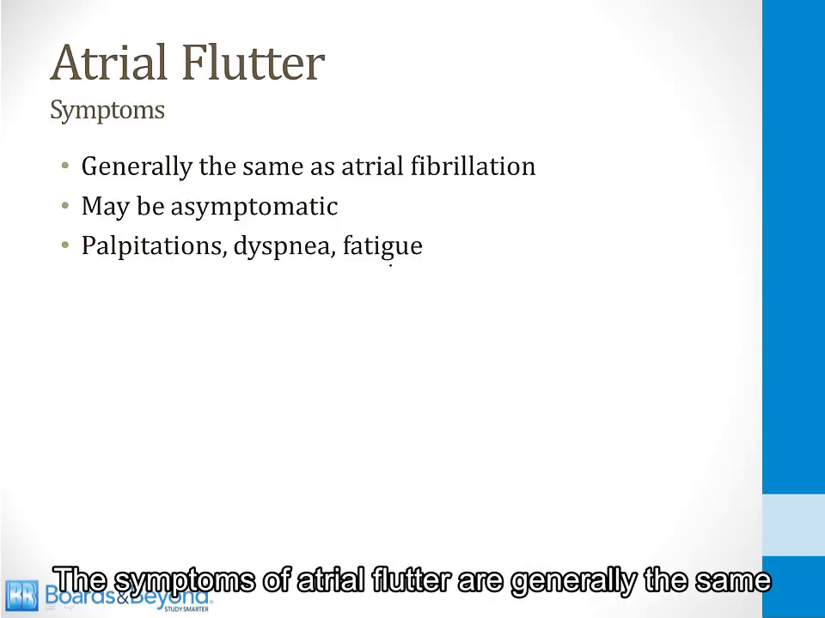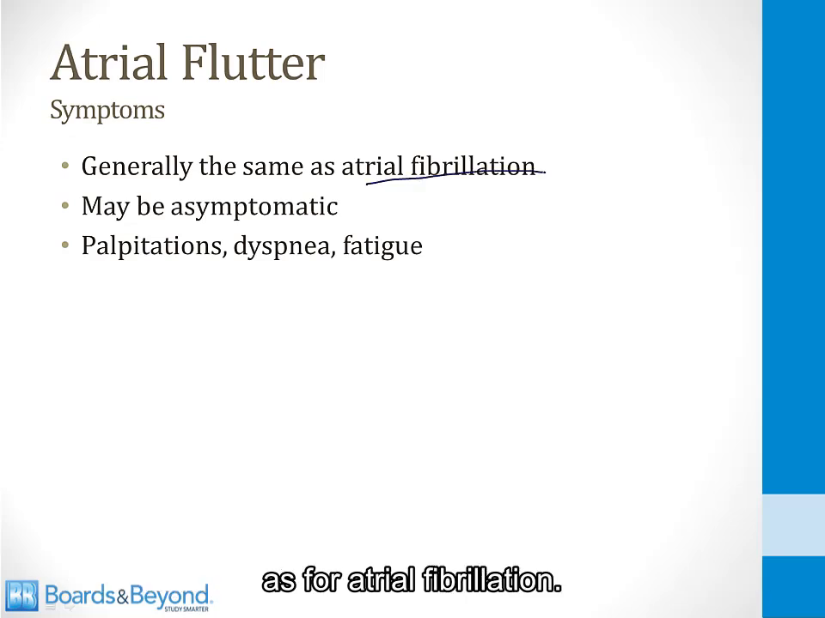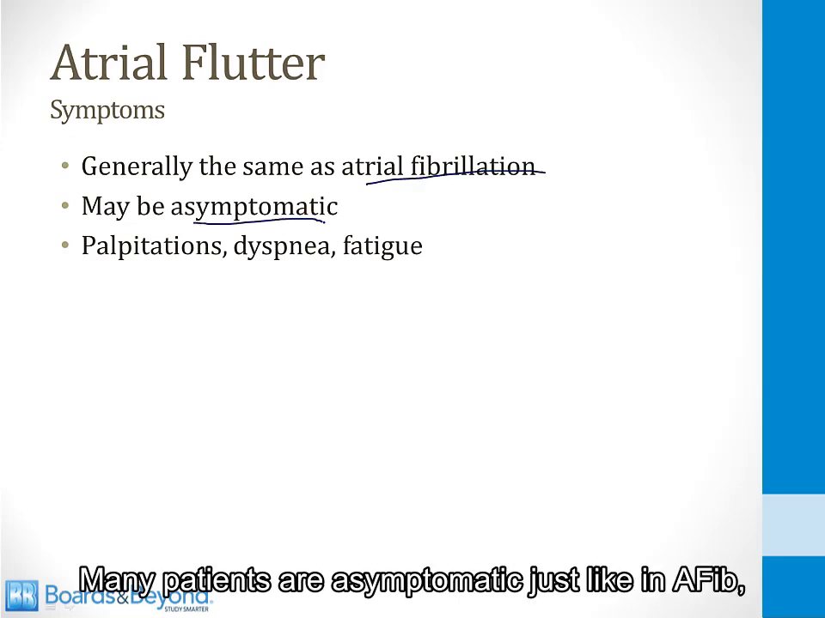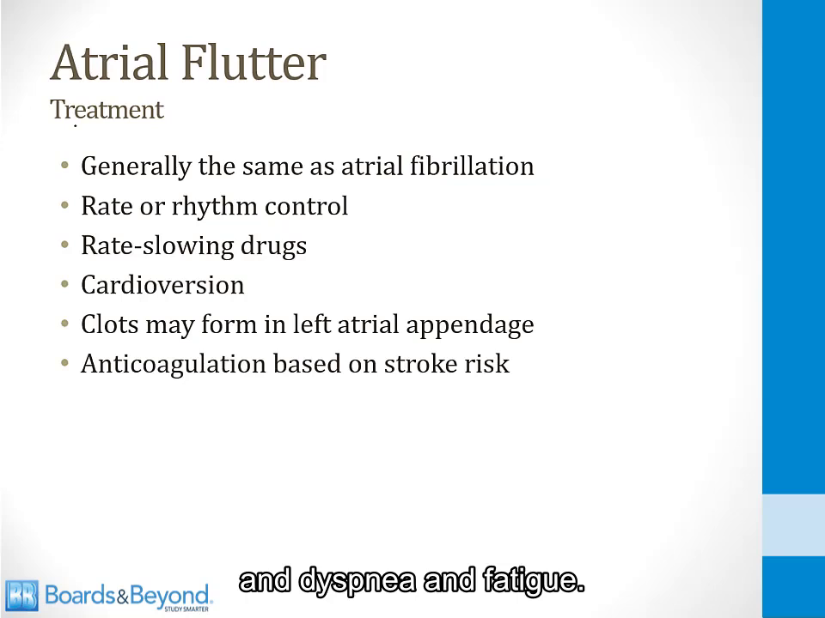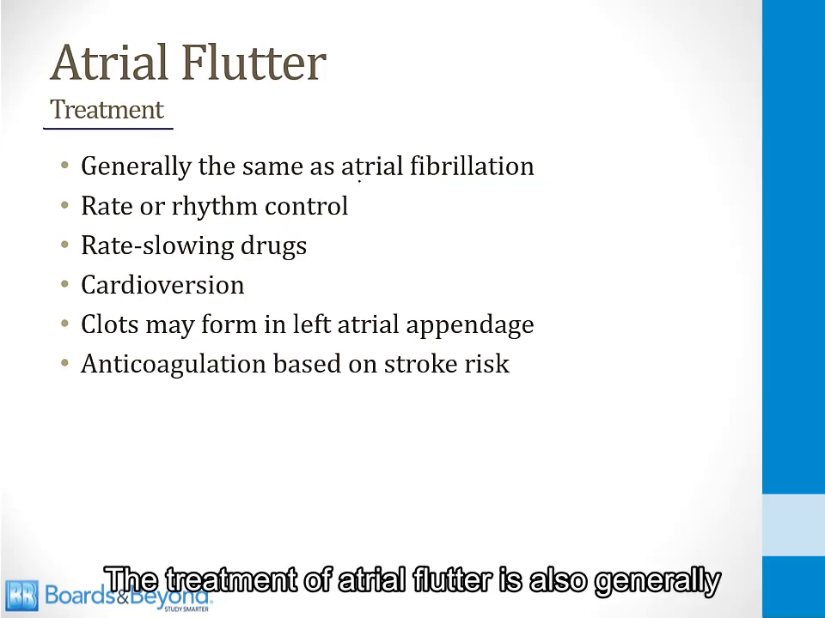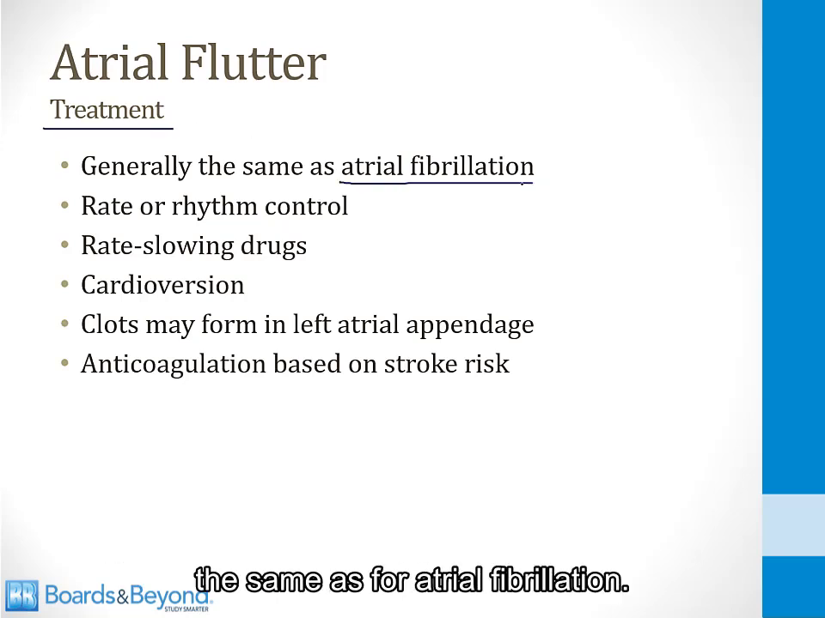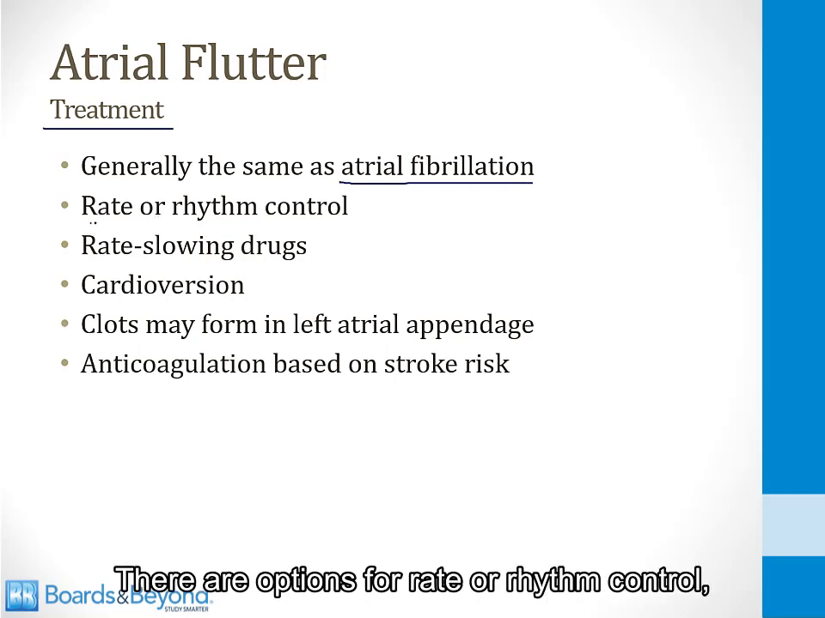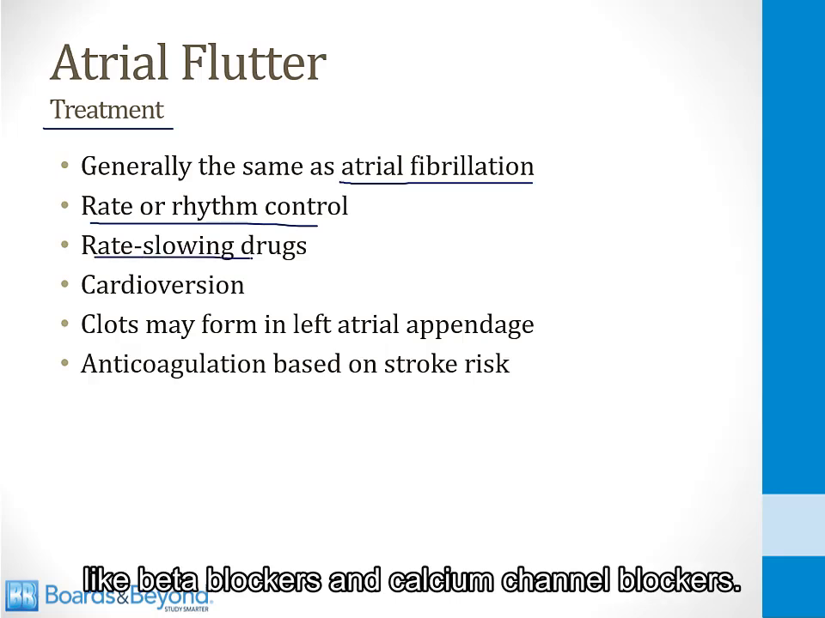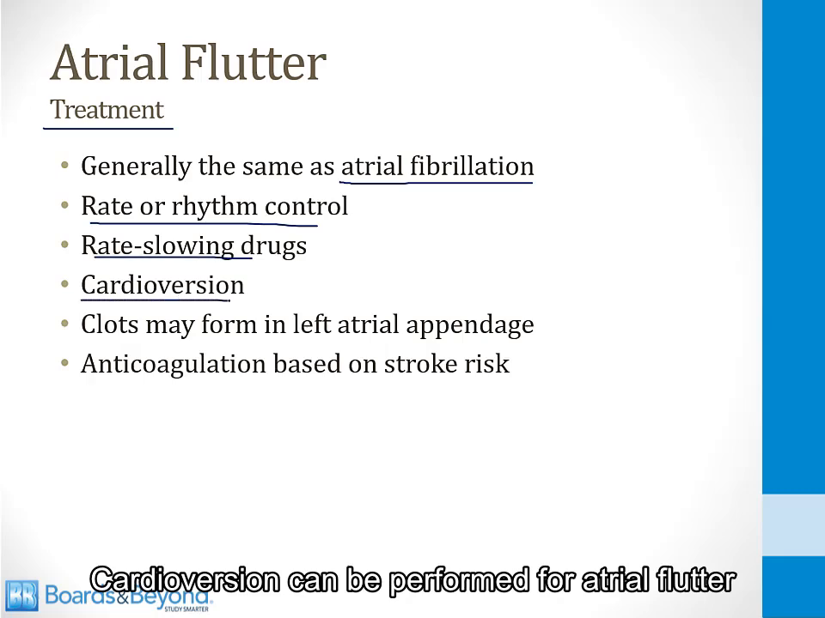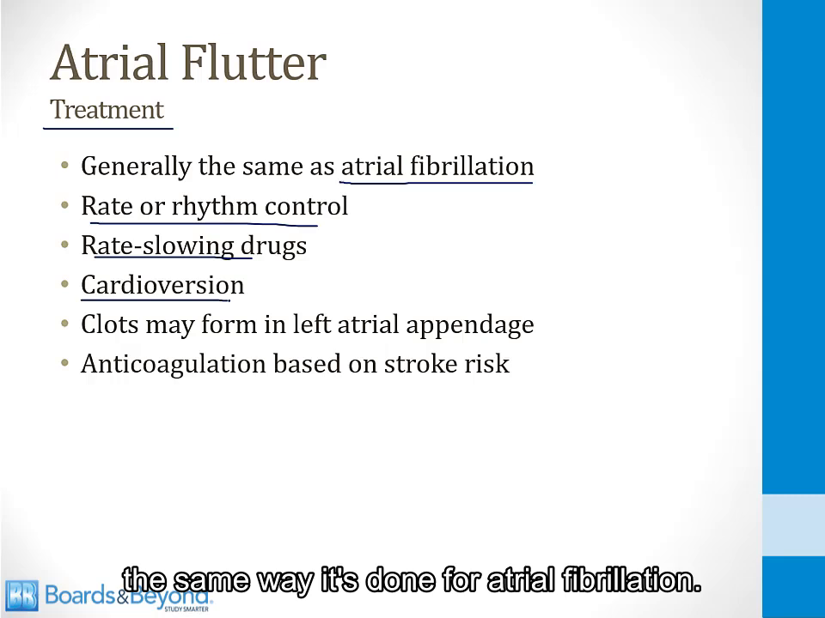The symptoms of atrial flutter are generally the same as for atrial fibrillation. Many patients are asymptomatic, just like in AFib, but some patients develop palpitations and dyspnea and fatigue. The treatment of atrial flutter is also generally the same as for atrial fibrillation. There are options for rate or rhythm control, and you can use rate-slowing drugs like beta blockers and calcium channel blockers. Cardioversion can be performed for atrial flutter the same way it's done for atrial fibrillation.